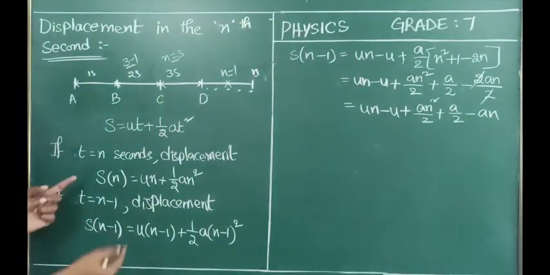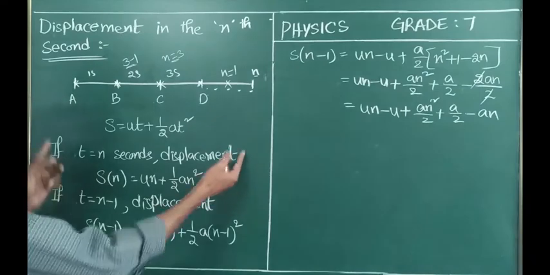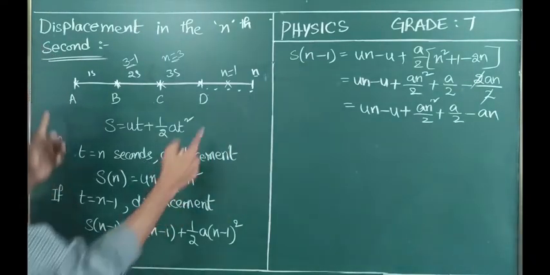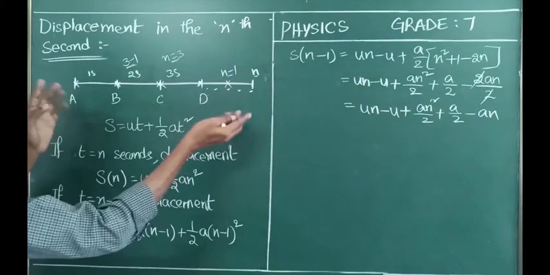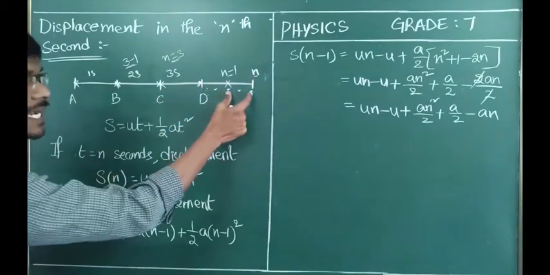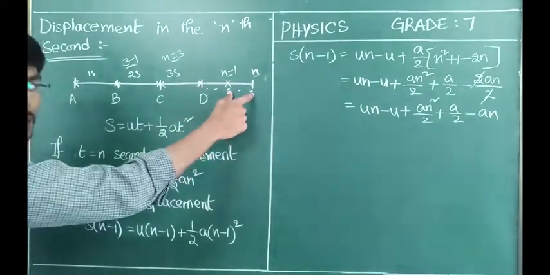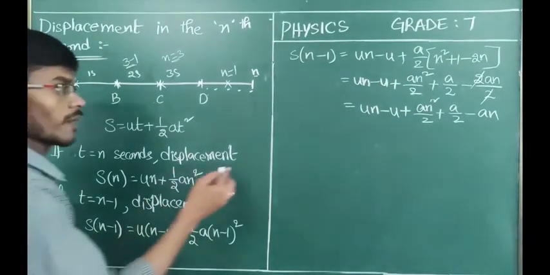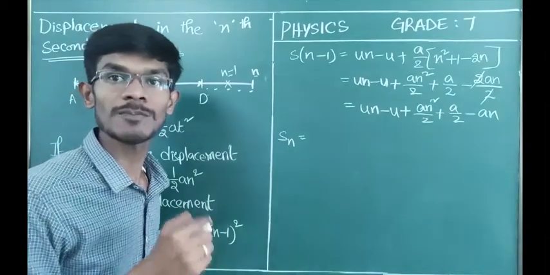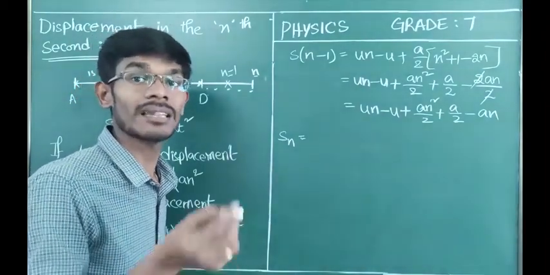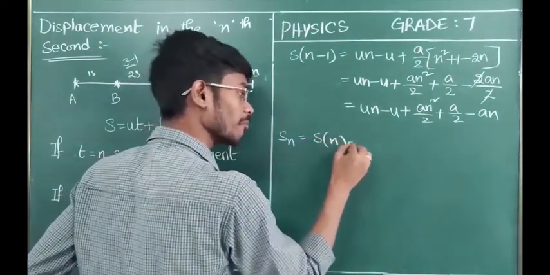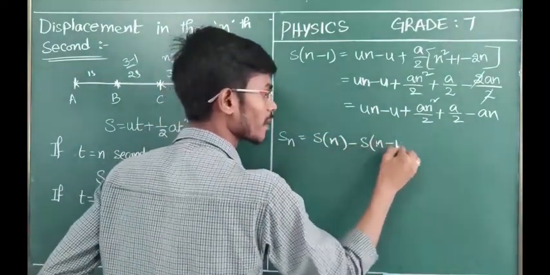See here, this is the total displacement travelled for n seconds, and this is the total displacement travelled in n minus 1 seconds. If you subtract n minus 1 seconds from total n seconds, then we will get this particular distance travelled or displacement travelled. So Sn represents the displacement travelled in the nth second. This can be given by S of n minus S of n minus 1.